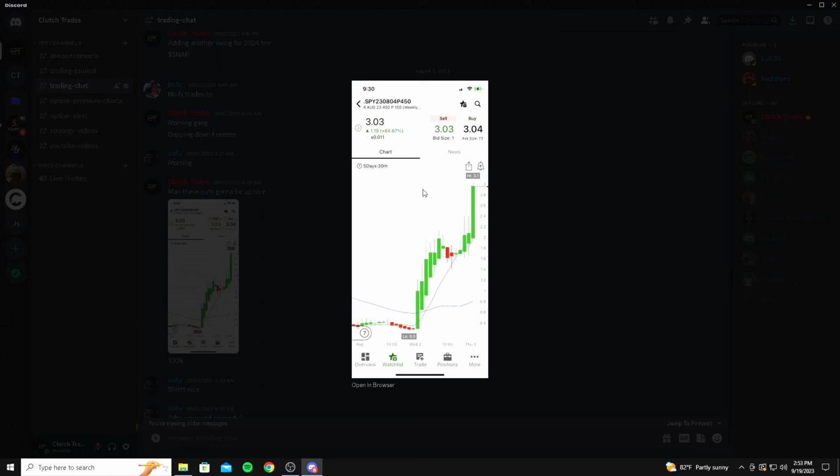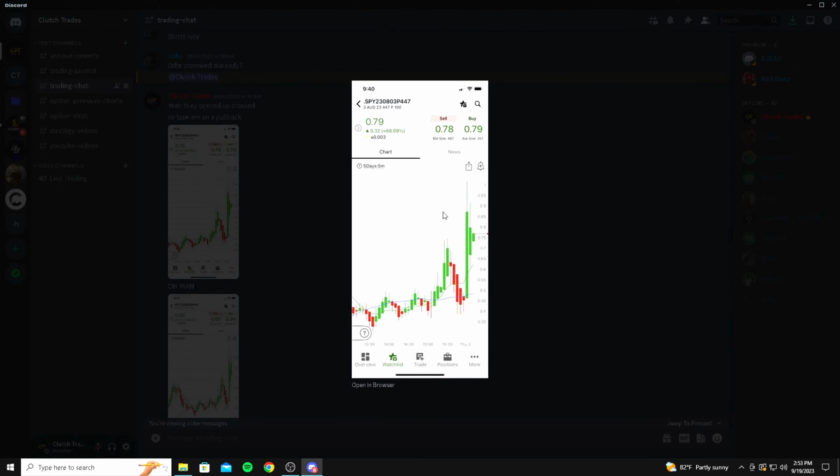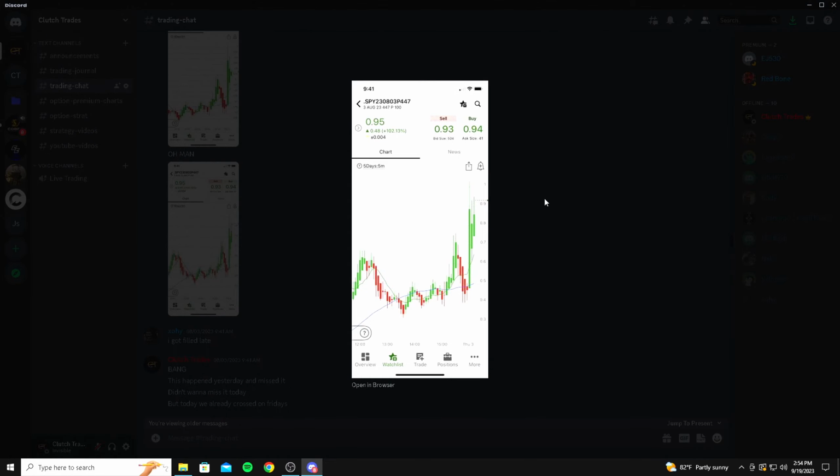Especially, don't bag hold and let a trade go red, especially when you're up a decent amount percentage wise. All right, and then right here, since the market is bearish, as you can see, these opened up crossed, and I said I took these on a pullback right here to that 10 SMA, and look at the move, boom, 95 a piece.